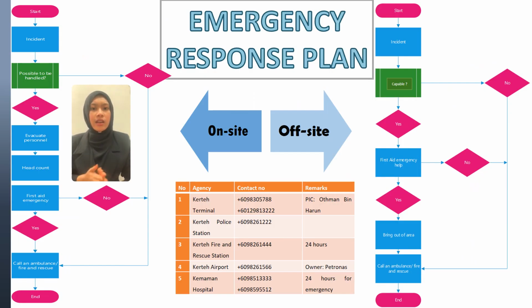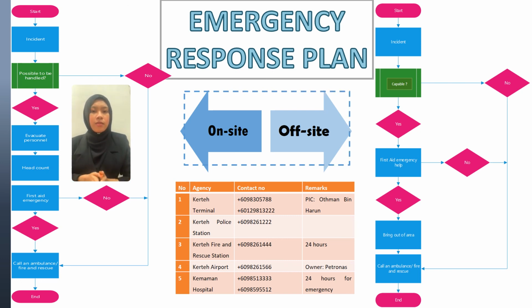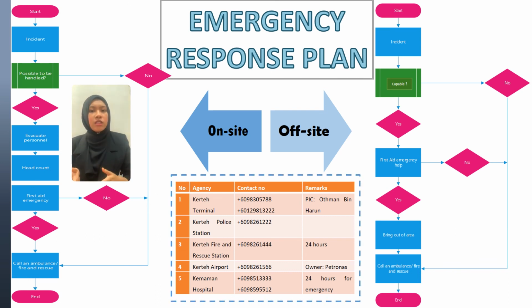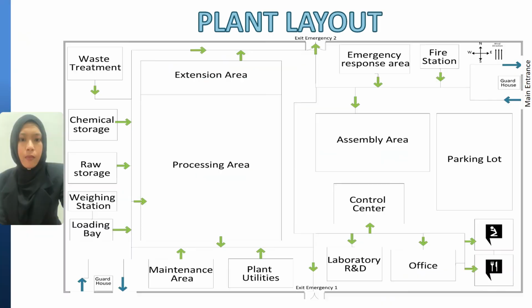Emergency is an unexpected situation that can give bad consequences to the organization. A quick response to the emergency is essential. For those reasons, the plant should always be prepared for the emergency. These are the procedures for on-site and off-site emergency response plan to be followed during a threatening situation. Notify the local authorities for immediate response when the situation is out of control.